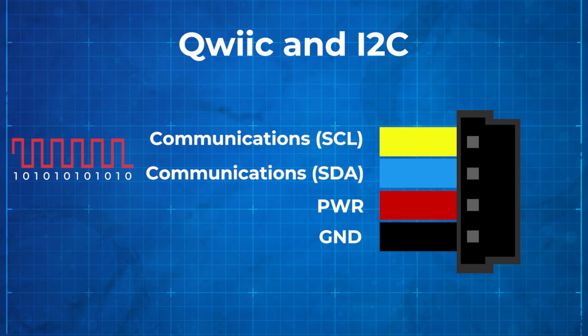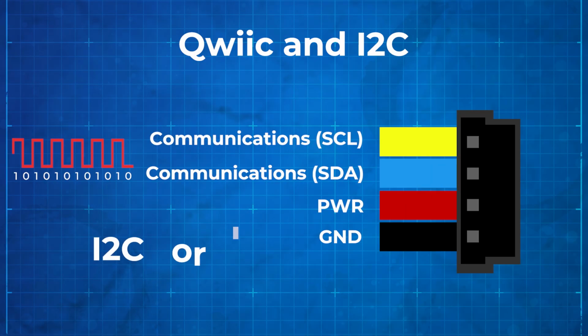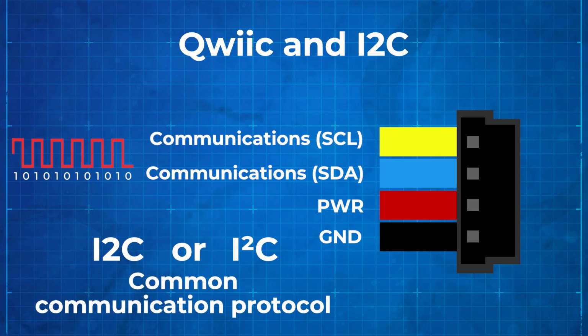You can think of it kind of like Morse code, where entire words can be sent between people by just sending a series of dots and dashes. I2C is a very common communication protocol where devices put ones and zeros on 2 different wires to talk to other devices. Many SparkFun devices speak in this language, and that is why the Quick Connector was created. It easily connects together devices that communicate with I2C.